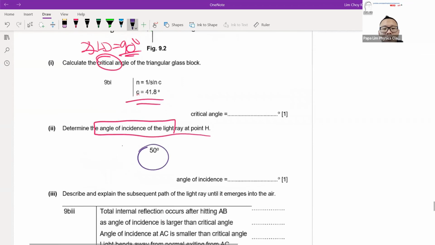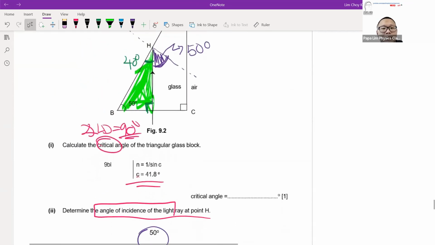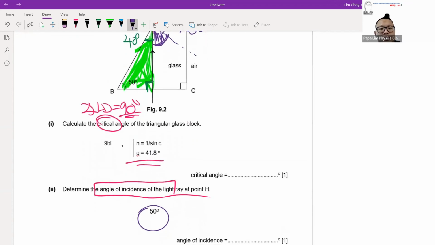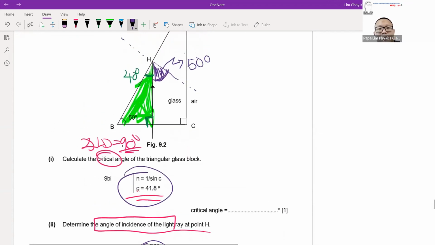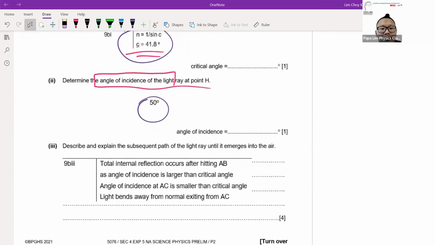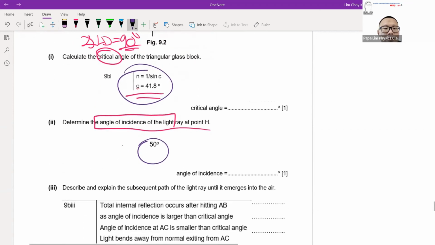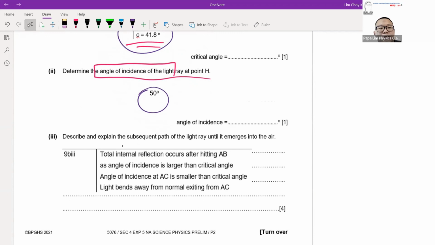Now explain whether subsequent path as it emerged into the air. Here, take note that the critical angle is 41.8. The angle of incidence I have is 50 degrees. Why does this matter? My angle at 50 degrees is definitely much bigger. Describe the subsequent path until it emerged into the air.